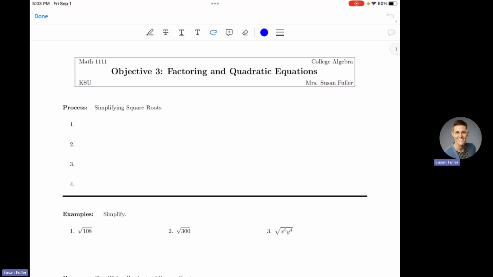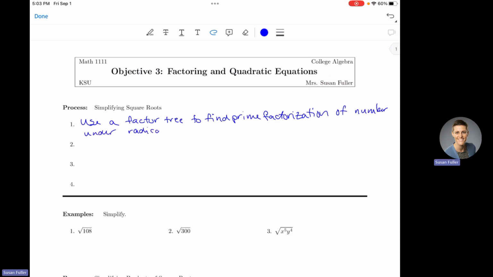So we kind of assume that this is a prerequisite skill, and there are a couple of different ways that you can use to simplify square roots. But the way that I want you to do this is by going to the prime factorization. So step one, I want you to use a factor tree to find the prime factorization of the number under the radical. And I'll go through what that looks like if you don't know what I mean by that.